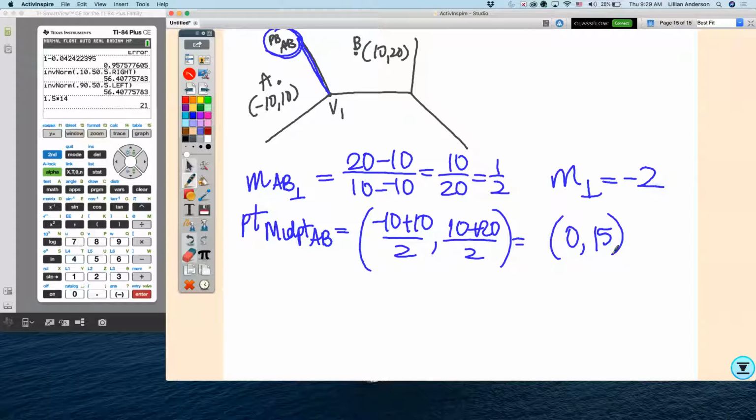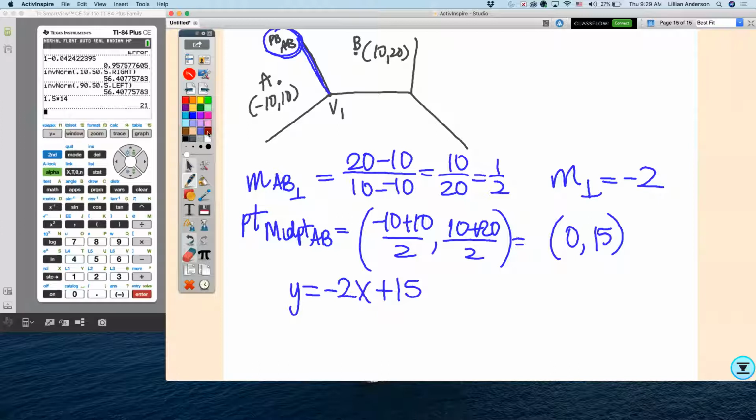That would be called a what? What kind of point is that? Yes, it is the midpoint, but on a graph, what would that be? It'd be the y-intercept. 0, a number, is your y-intercept. So if I'm writing this in slope-intercept form, that's y equals negative 2x plus 15. If it wasn't the y-intercept, we would plug 0 in for x, 15 in for y, negative 2 in for m, and then solve for the y-intercept.